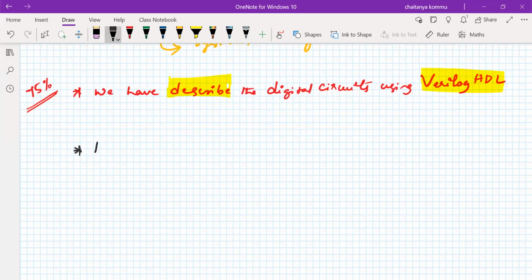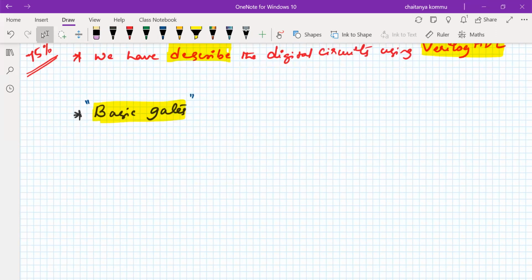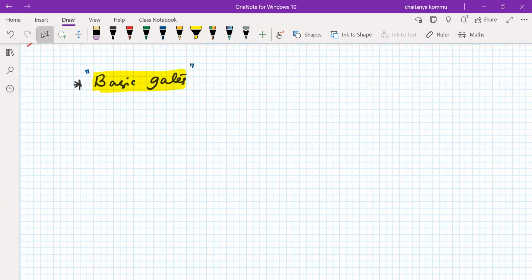In that, the first one is, let us consider the basic gates. So let us describe the Verilog HDL for the basic gates, right? Before describing the basic gates, first let us understand 2 or 3 points related to Verilog HDL.